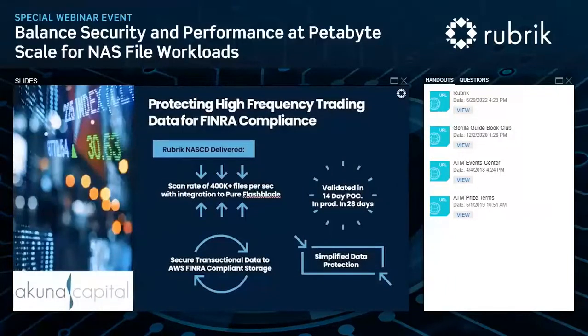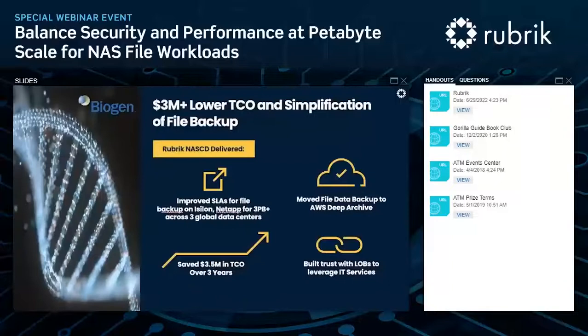NAS Cloud Direct capabilities have been validated by numerous customers across different industries. For example, at Acuna Capital, we were able to scan data at the rate of 400,000 files per second with integration to Pure FlashBlade. And we secured transactional data to AWS FINRA compliant storage. At Biogen, we improved the SLA for the backup on Isilon and NetApp for 3 petabytes, more than actually 3 petabytes across 3 global data centers.